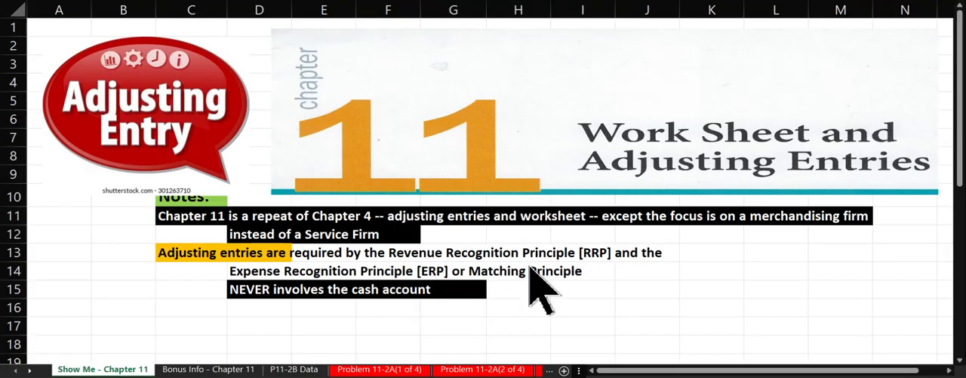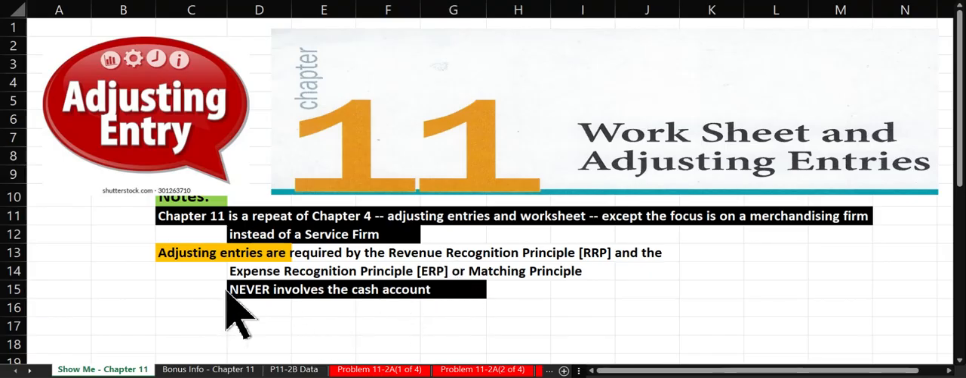And so, if you think about it, if the firm complies with the revenue recognition principle and the expense recognition principle, then the income statement for a given period should accurately report the revenue, the expenses, and therefore the resulting profit or loss for that period.